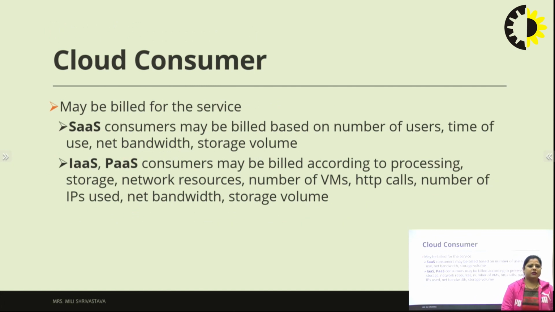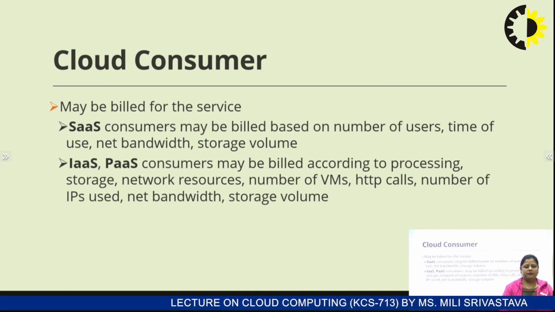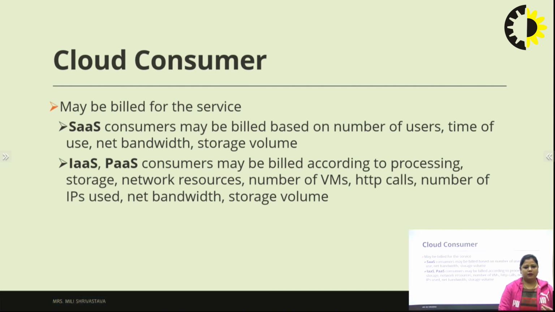So, the consumer may be billed for the service, software as a service. Consumer may be billed based on the number of users, time of use, net bandwidth, storage volume. As I already gave you the example of Gmail software, we can use a particular amount of storage. After that, we need to scale up for that service. That is software as a service. Consumer may be billed based on number of users, time and use.